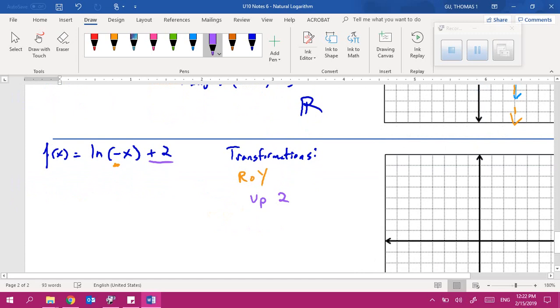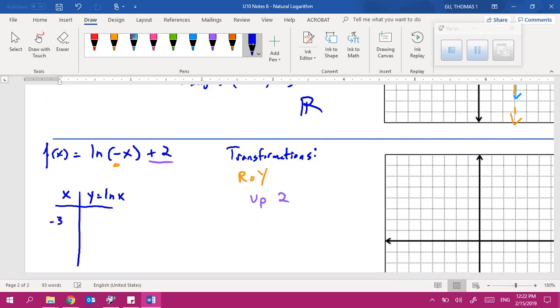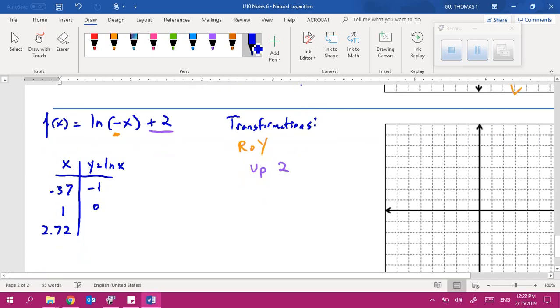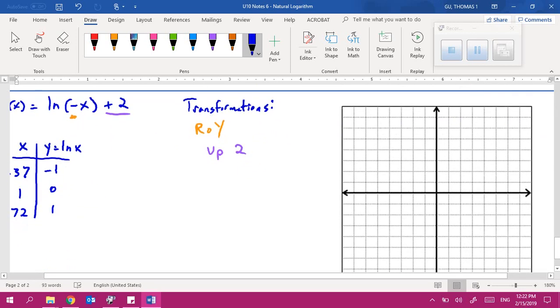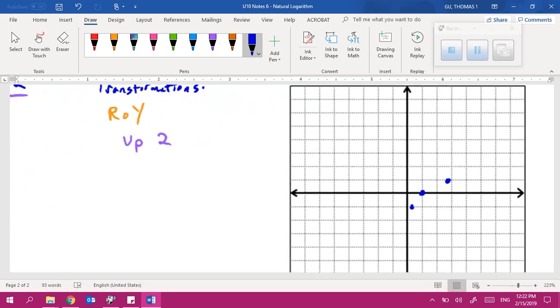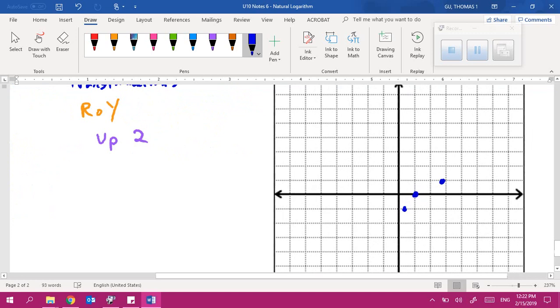So let's get our first points though, just for the basic. What are the basic points here? Right, and what are the y values? Right, so let's graph our parent function points and then we'll do the transformations. 0.37, negative 1, 1, 0, and 2.72, positive 1. So here are my basic parent function points. Always start there, and then we just transform these points.